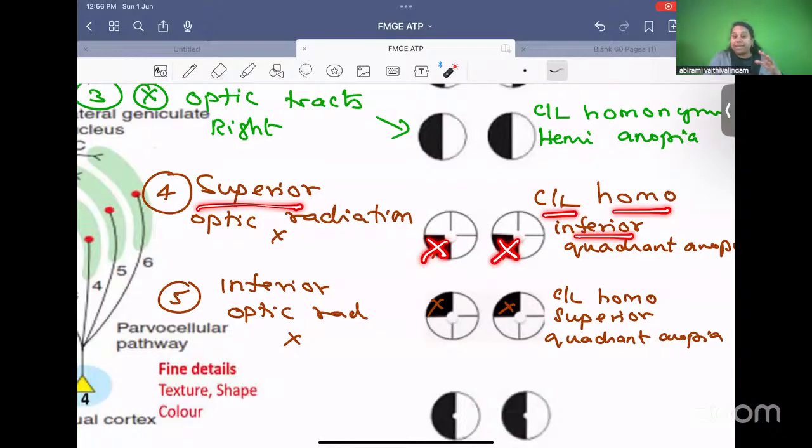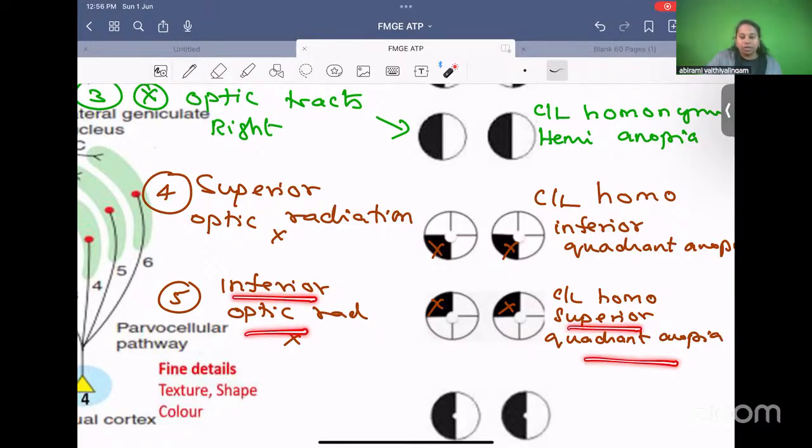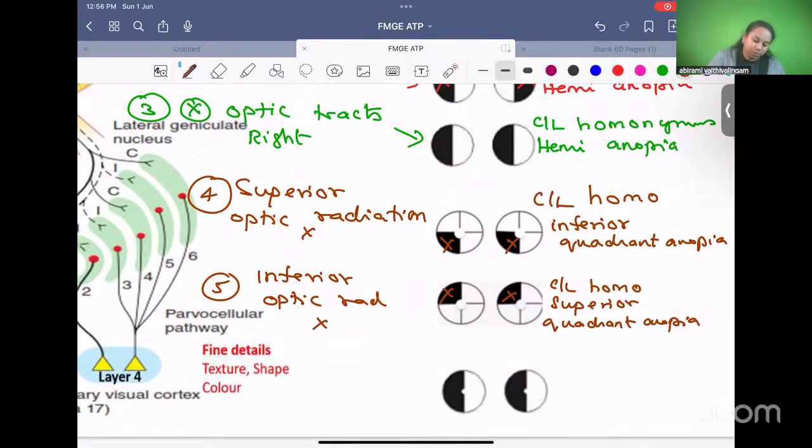Inferior, this is now not hemianopia. Hemi means half. So only one quadrant is lost. So quadrant anopia. Similarly, if inferior fibers are cut, superior quadrant anopia. Dheeraj, I think it's clear. Okay, over to the last one.